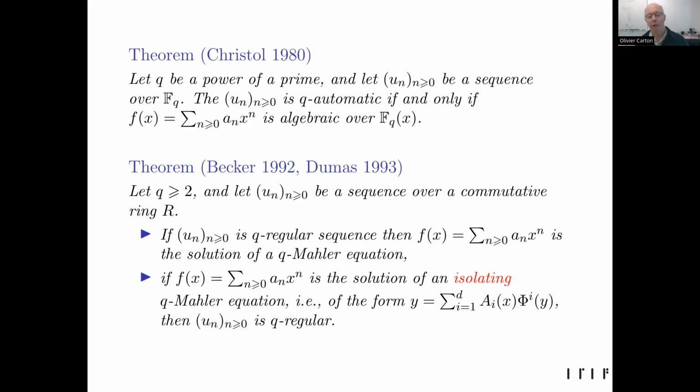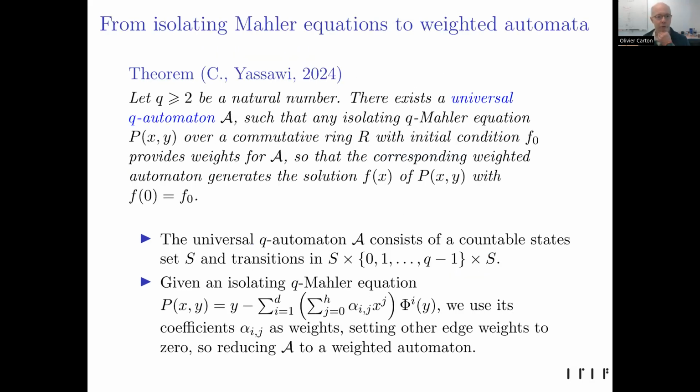Okay, so the proof of Becker and Dumas is really inspired by the proof of Christol's theorem. What we have done with them is to provide an alternative proof, from equation to weighted automata. The idea is to use a different way of constructing the automaton. We don't use the Cartier operators anymore. We build the automaton directly from the equation.